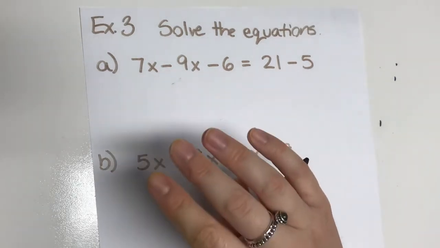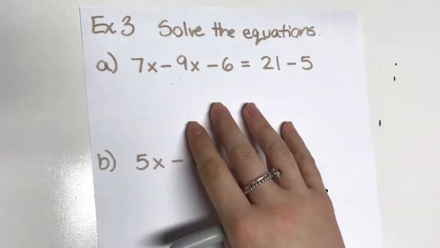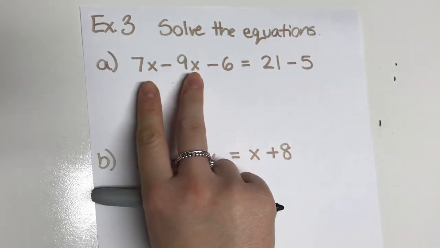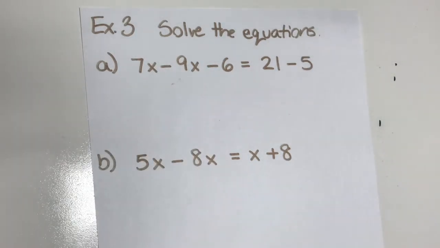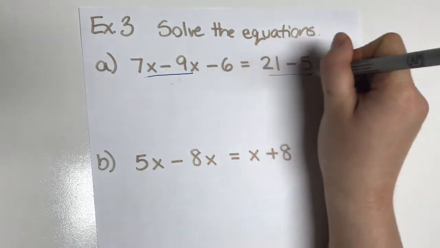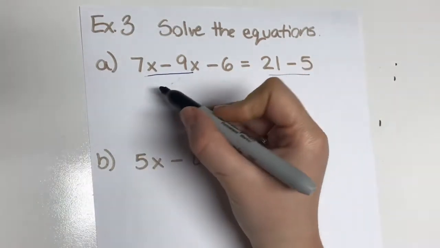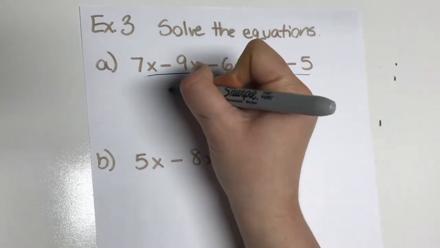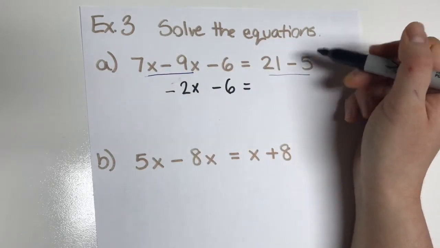Multi-step equations are basically combining what we did with combining like terms, the work we did with distributive property, and then the work we're doing this week with 1 and 2-step equations. You'll notice here I have 2 terms that have x beside them. So what I'm going to do is combine the like terms. So these are like terms, I'm going to combine them. And these are like terms, I'm going to combine them. This is also a like term, but I'll get to that step in a minute. So 7x minus 9x gives me negative 2x minus 6 is equal to 21 minus 5 is 16.